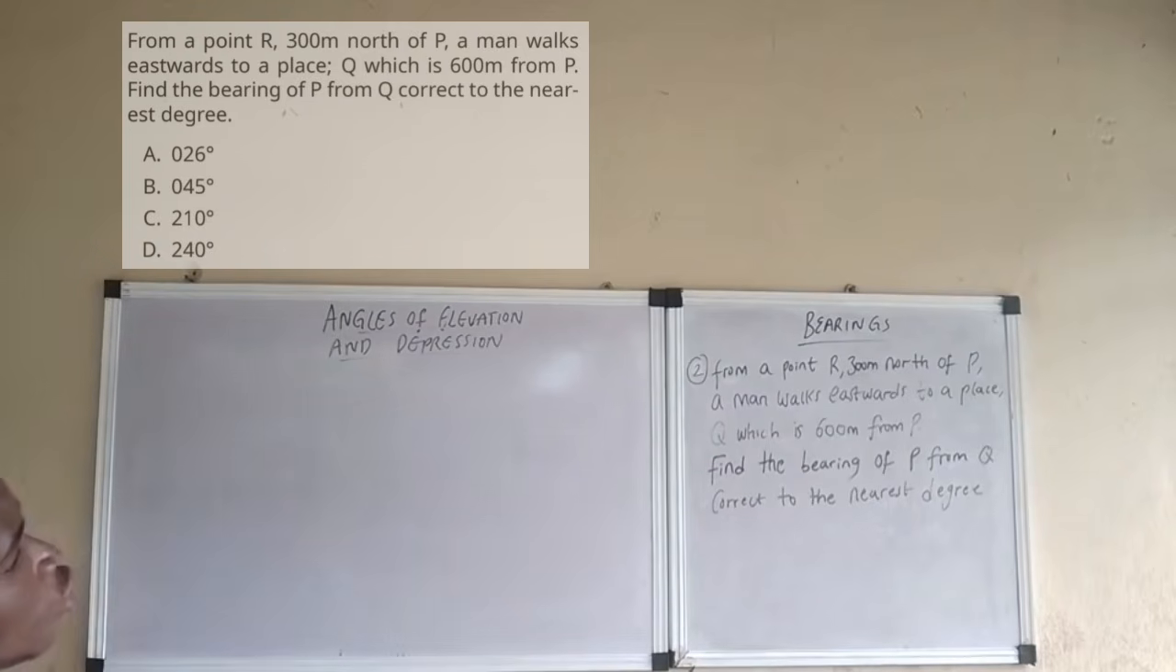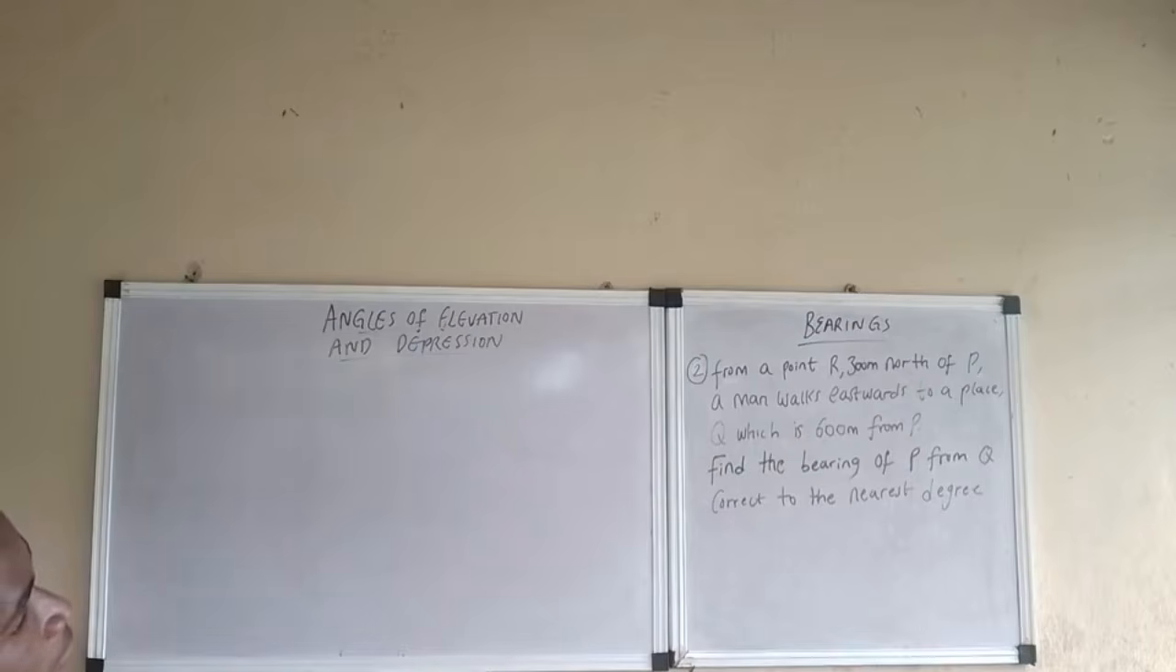Now, I'm going to redraw this based on what is being stated. All right, you already know the cardinal points. Now we have a point R, 300 meters north of P. So point R is what? 300 meters north of P.